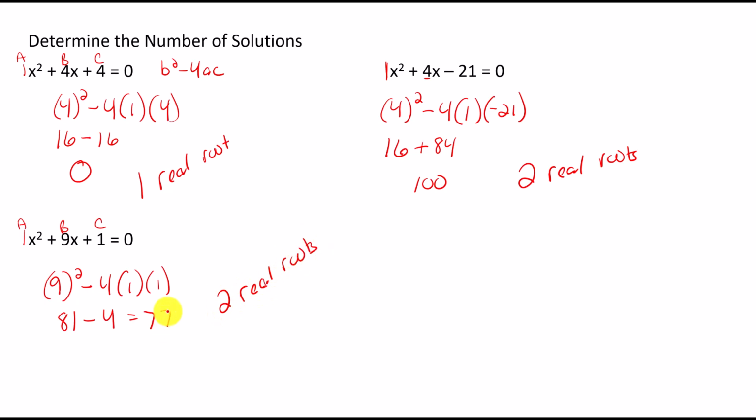Okay, so recap. If this number is positive, we have two real roots. If it equals 0, we have one real root, or we could actually say one repeated root. So just don't get confused if you see that wording. And we didn't have an example here, but if this had come out negative, we would say there were no real roots, no x-intercepts, okay?